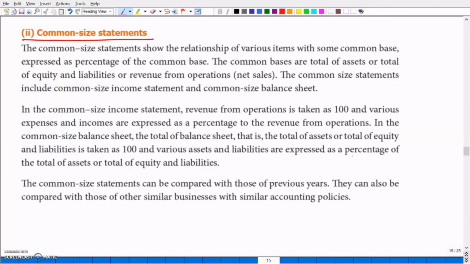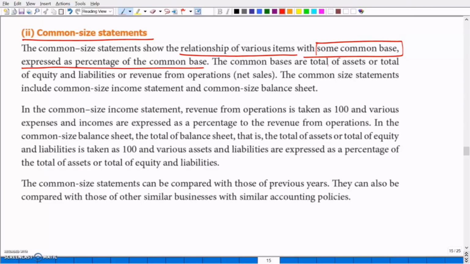Next comes common size statement. This statement will show the relationship of various items with some common base. Say for example, you take expense as a percentage of sales, or you take profit as a percentage of sales. So this statement shows the relationship of various items in the financial statement with some common base. It is expressed as a percentage of the common base.